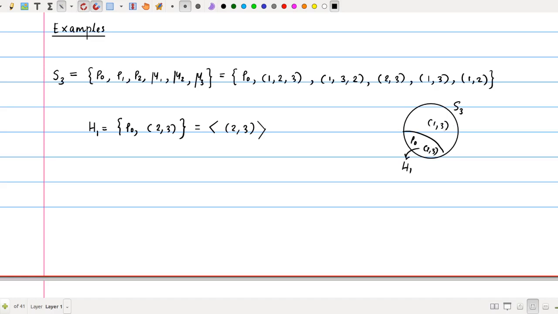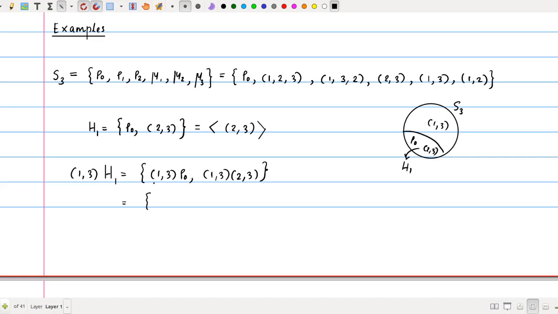If you choose this (1, 3) to write the coset of H1, you operate (1, 3) on H1. This is just a notation. The meaning of this notation is to operate (1, 3) from the left on the elements of H1. So this set consists of (1, 3) times rho 0 and (1, 3) times (2, 3). This is the set (1, 3)H1, also called the coset of H1 corresponding to (1, 3), or the coset of H1 containing (1, 3).